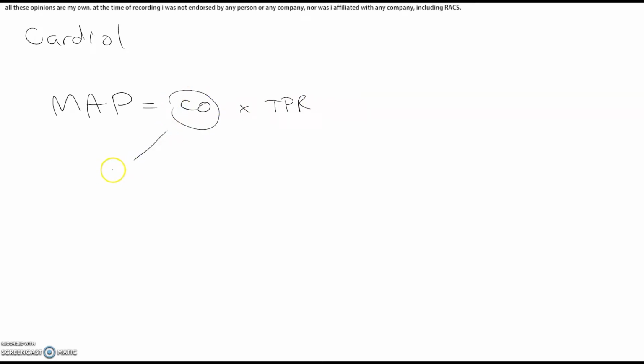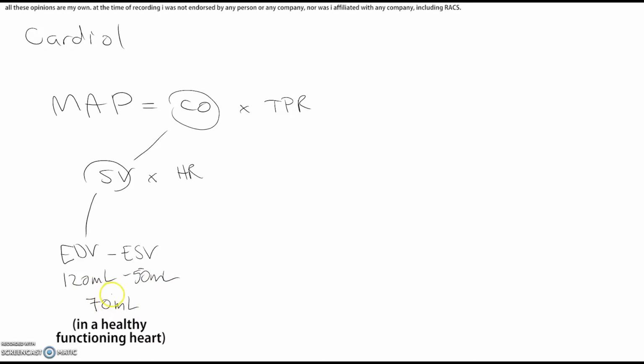So cardiac output is equal to stroke volume multiplied by heart rate. And our stroke volume can be further broken down into end diastolic volume minus our end systolic volume. So the amount of blood in the heart just prior to it ejecting, and the amount of blood in the heart at the end of its ejection. And these values are usually around about 120 mils minus around about 50 mils, which leaves us with an average stroke volume of around about 70 mils.